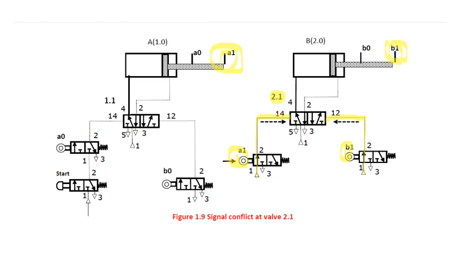To avoid this signal conflict, the cascade kind of method is introduced. Those things we'll see in the next video, the cascade method. We have one more exercise. We'll get into that one first.